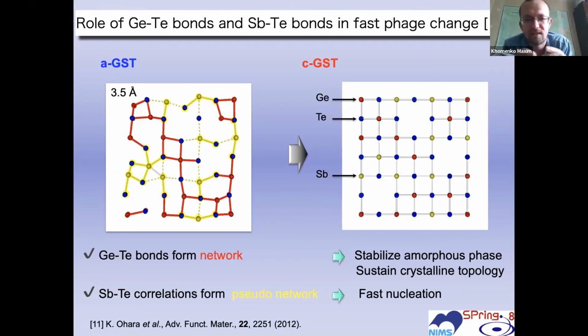I got it, but let me ask the second part of the question. Can we suppose the four-fold rings in amorphous structure as precipitates for nucleation? Yeah. So these are like pre-nuclei in the amorphous phase. Yeah. Thank you.